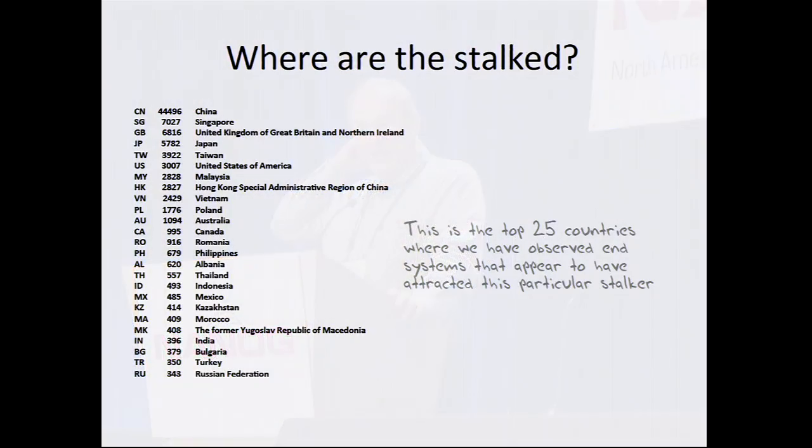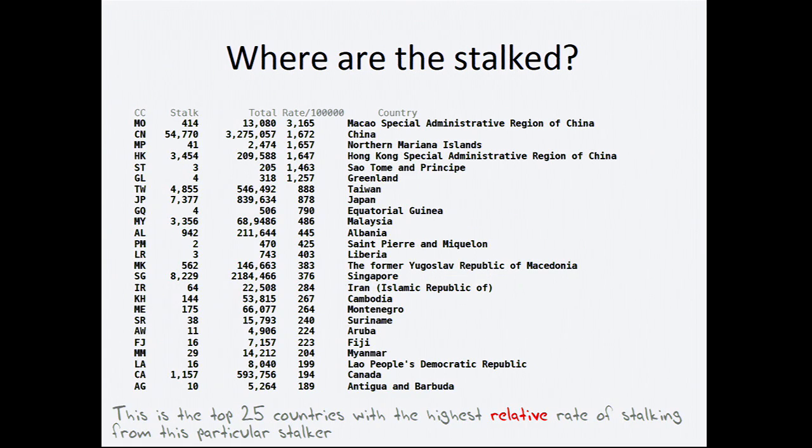Yes, Google ads are everywhere and YouTube's pretty cool too, but are you more likely to be stalked if you're living in country A or country B? By absolute numbers, if you live in those countries, you're more likely to be stalked by this particular stalker than any other. You know, China, Singapore, the UK, Japan. Strange list. That's the top 25, absolutely. And then I thought, well, maybe the ads are biasing a bit. Let's do this relatively. Let's do this on a percentage terms.